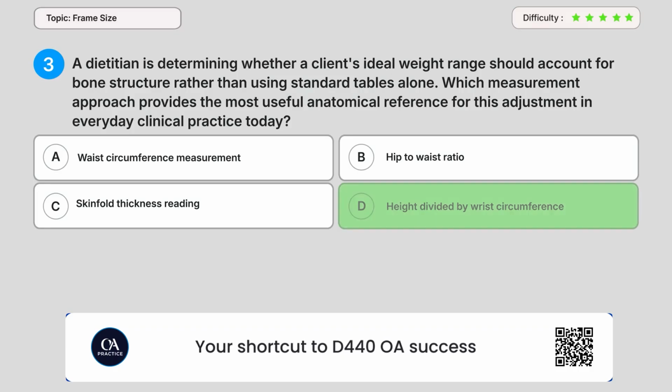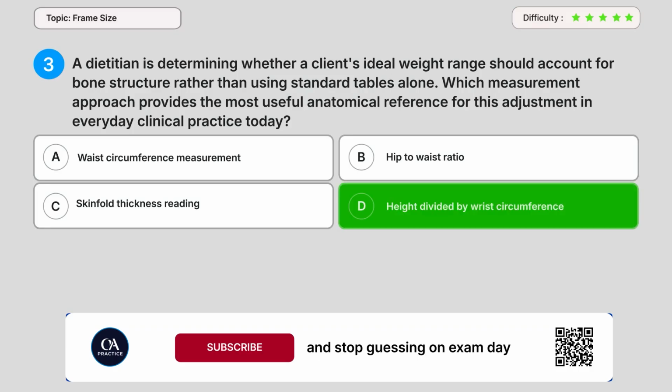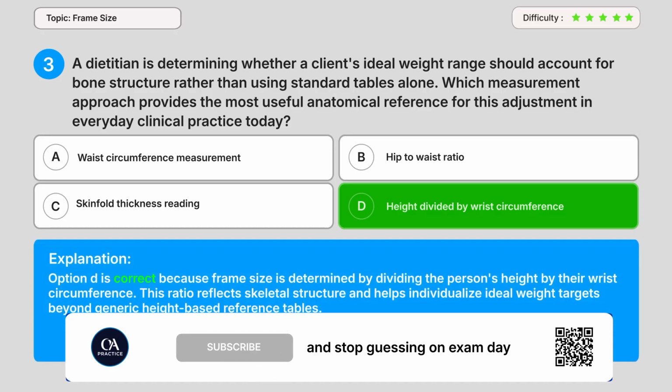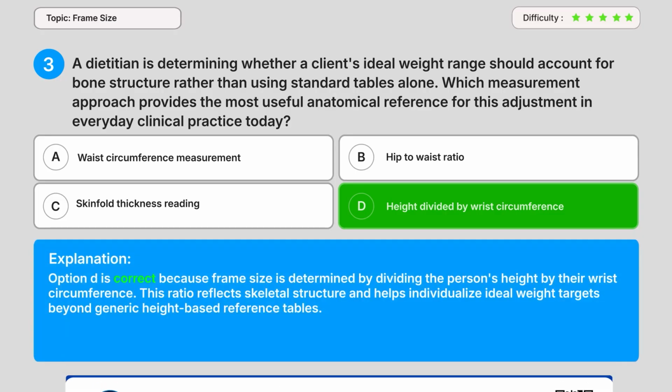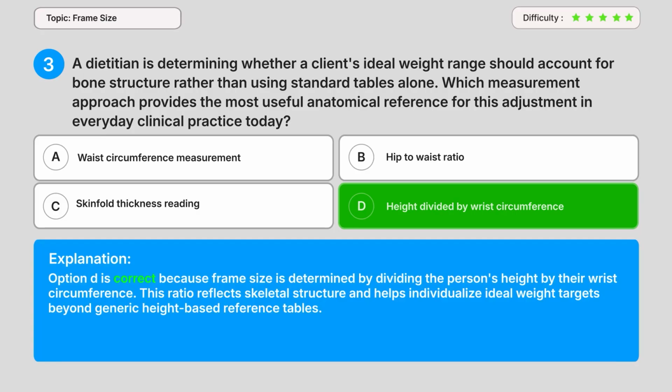Correct answer, D. Height divided by wrist circumference. Explanation: Option D is correct because frame size is determined by dividing the person's height by their wrist circumference. This ratio reflects skeletal structure and helps individualize ideal weight targets beyond generic height-based reference tables.